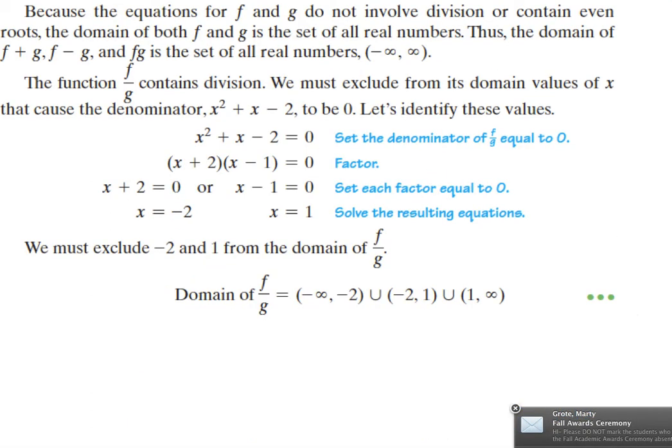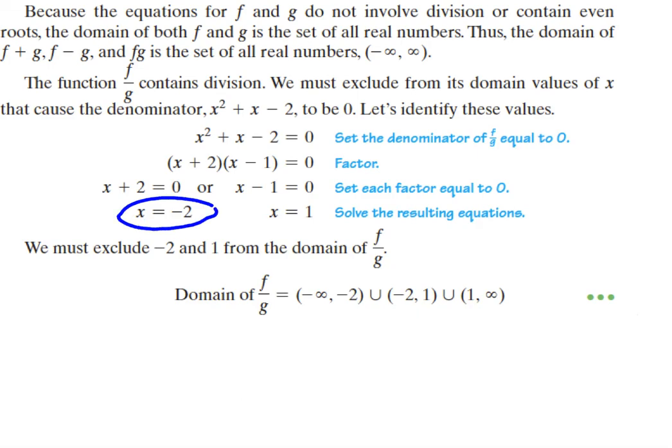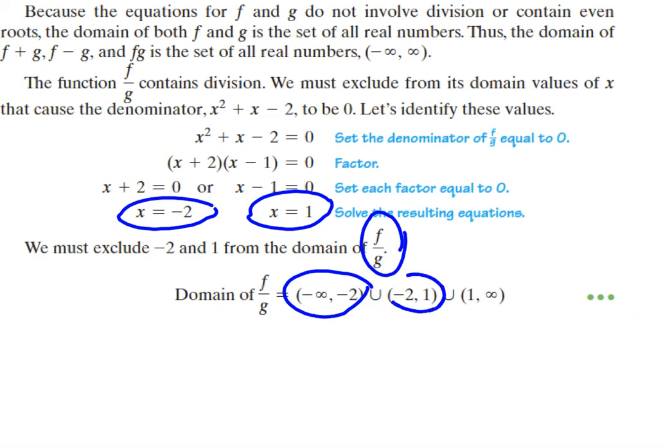And that is where I'd like you to pause if you'd like to read this. They went through and showed the factoring, x being negative 2 and x being 1. So there are two numbers we need to exclude when we divide these two functions. And so you can write it like this: negative infinity to negative 2, or negative 2 to 1, or 1 to infinity. That's how your textbook's going to write it.